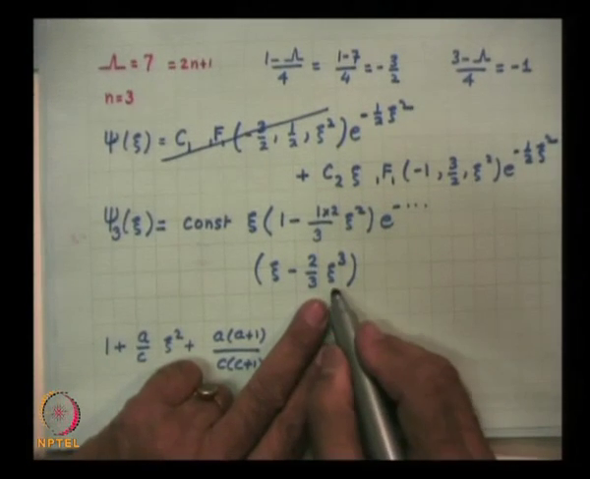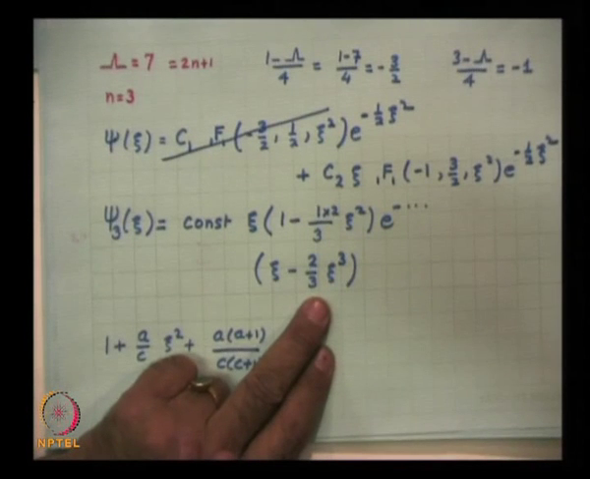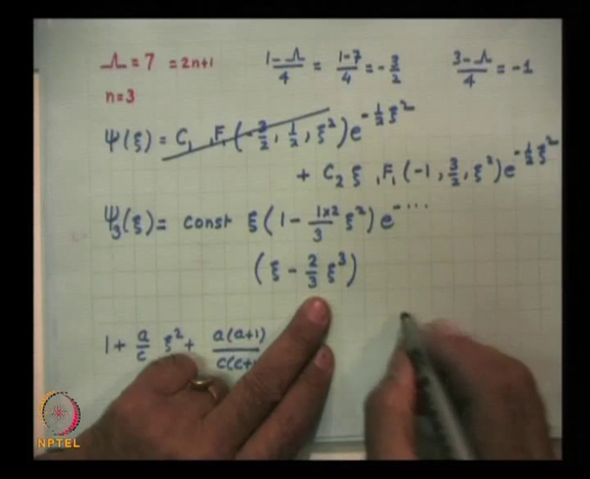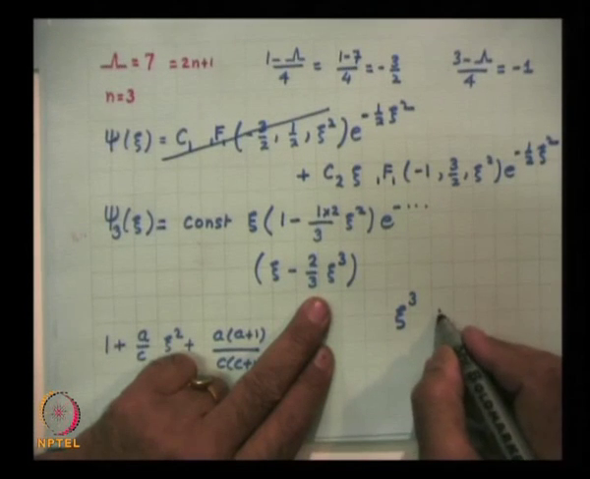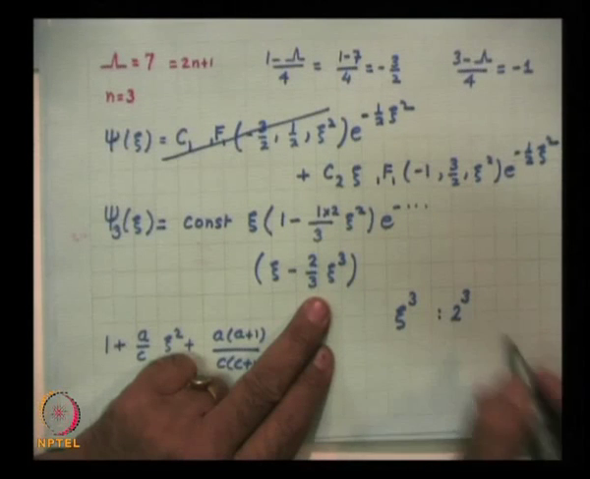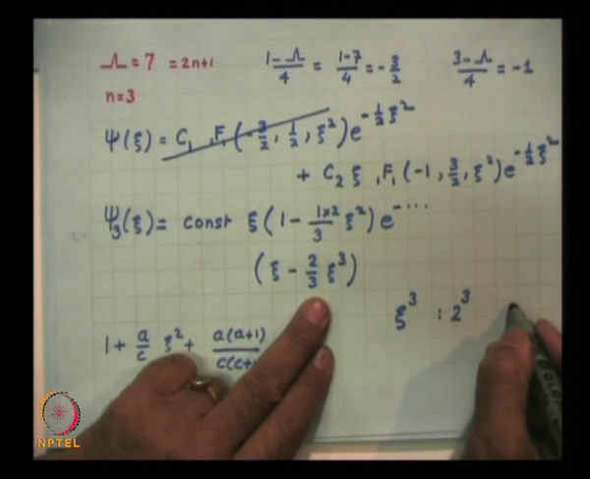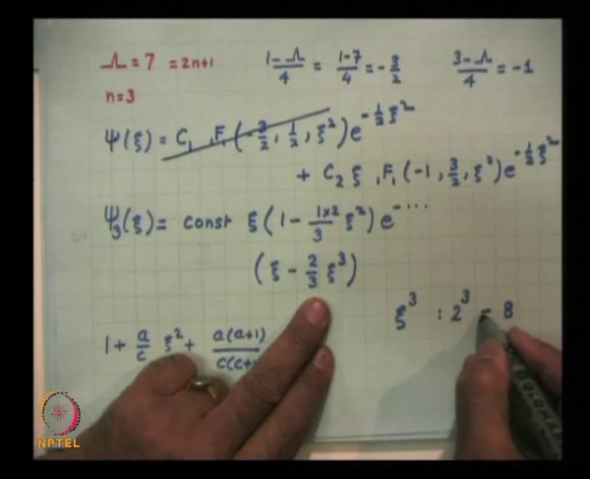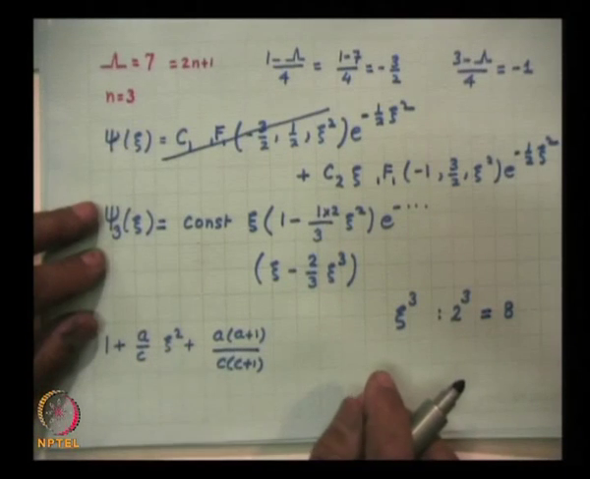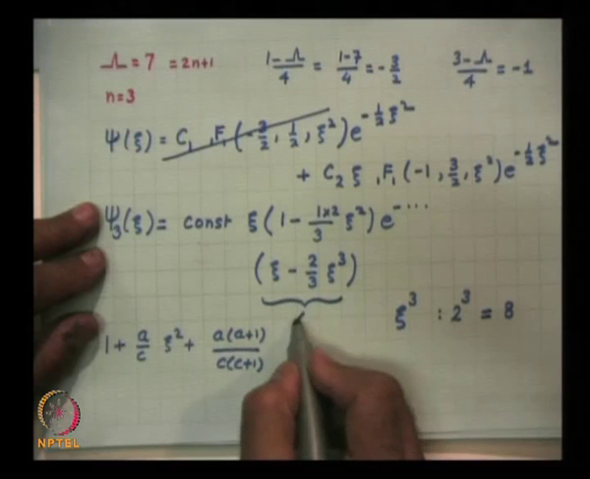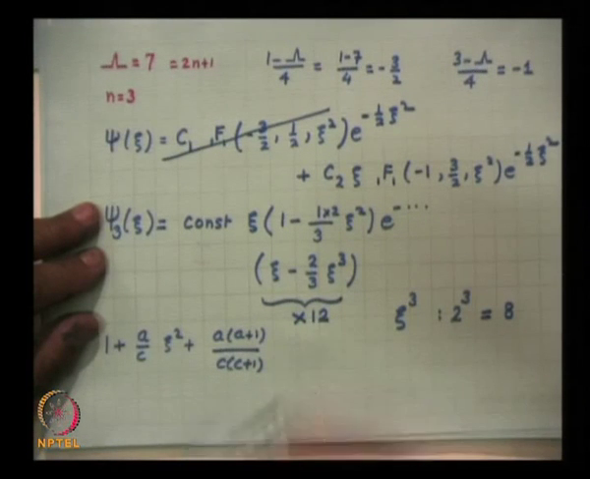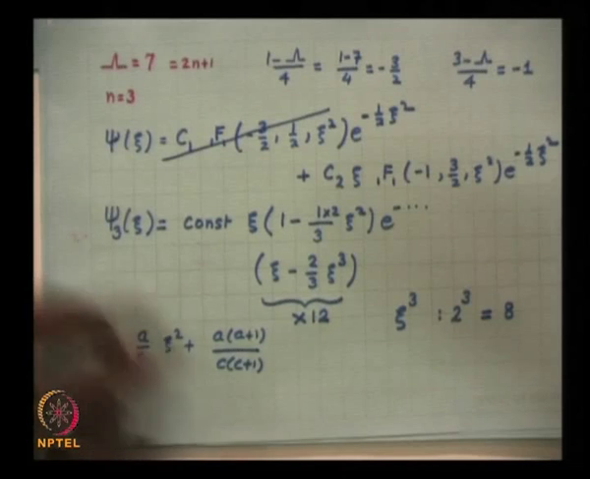The highest power of xi is xi to the power of 3, and I want its coefficient to be 2 to the power of 3. So, 8. 2 to the power of 3 is 8. So, I multiply this by 12.